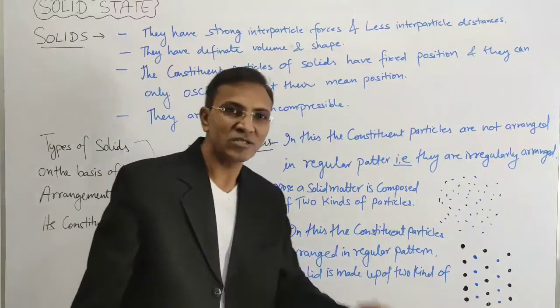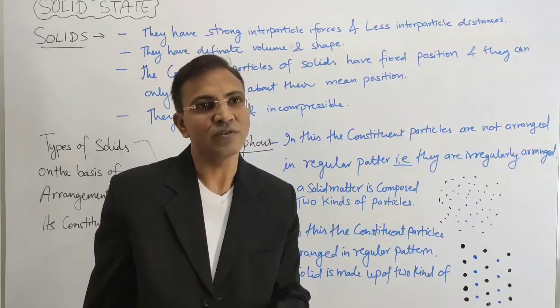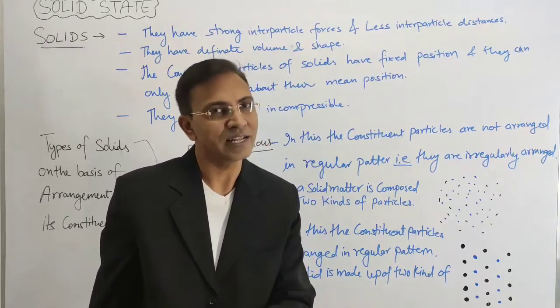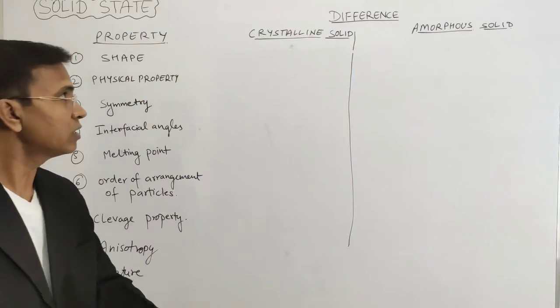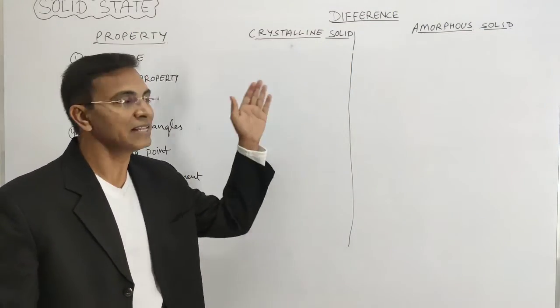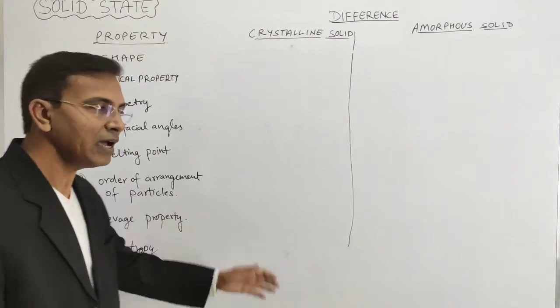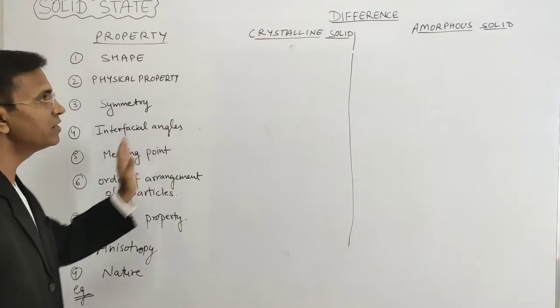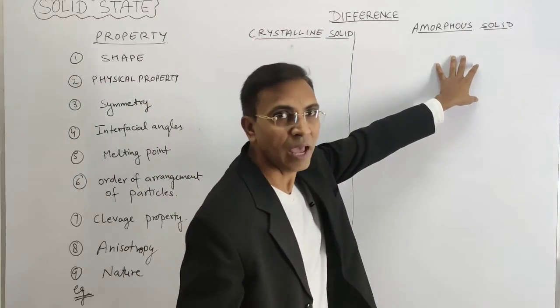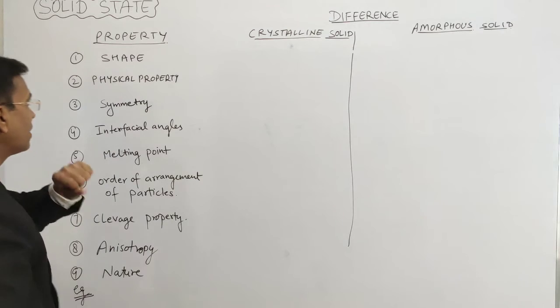Right? Now next we move to the differences between amorphous and crystalline solids. So now the difference between the crystalline solid and amorphous solid. Here are the properties we are going to differentiate between the crystalline and amorphous solids. So one by one I am going to take.